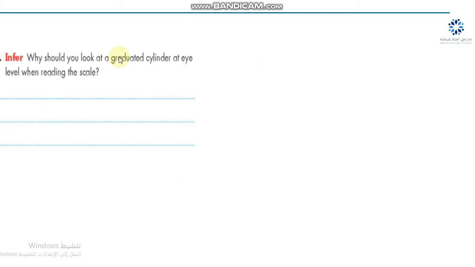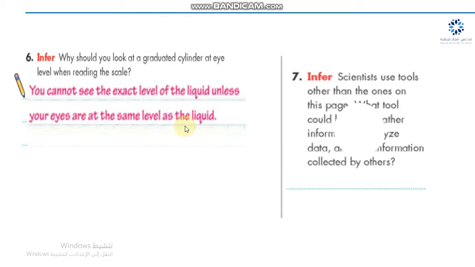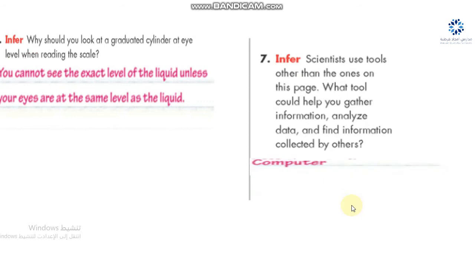Why do you look at the graduated cylinder at eye level when reading the scale? You can't see the exact level of the liquid unless your eyes are at the same level as the liquid. Scientists use tools other than the ones on the page. What tool could help you gather information, analyze data, and find information collected by others? Yes, computers.